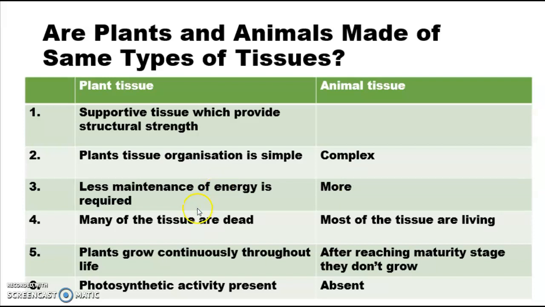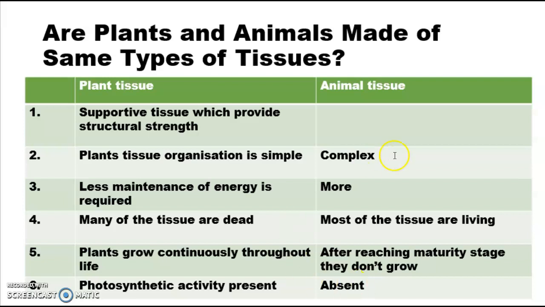Many of the plant tissues are dead because dead tissues provide mechanical strength to the plant and they require less energy. And plant grow continuously throughout lifetime, but in animal, after reaching maturity, they don't grow. And sixth is photosynthetic activity is present. Yes, plant make their own food, but animal depend on others for food, or they dependent on the plants only for food. And in animal tissues, most of the tissues are living.